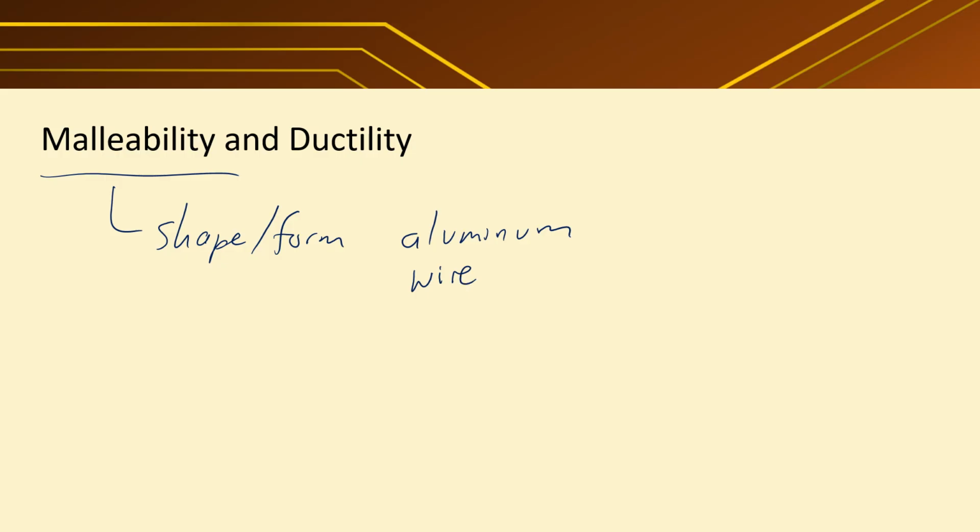Okay, so what about malleability and ductility? Malleability means you can shape or form the metals. A good one to remember would be aluminum. Most people have had some experience with aluminum foil. You can roll it up into a ball. You can bend and shape it. Another one would be different types of wires that you can bend and shape, or a paper clip you can bend. And so that's malleability. Ductility is the ability to draw it into a wire. To form the wire at all is ductility.